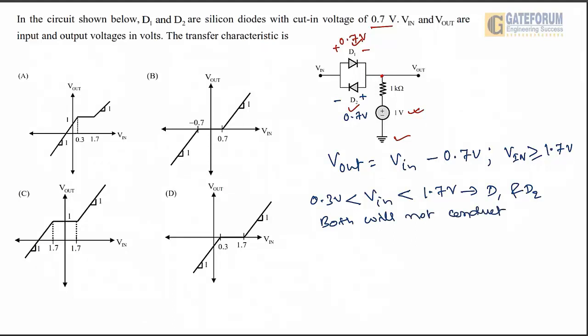And by that time, what will be the output voltage? If this is open circuit, it means here at this V out we will have the open circuit voltage as the DC voltage of 1 volt. So in this situation, this V out will be 1 volt. Now if this input V in is lesser than 0.3 volt, then D2 will conduct.